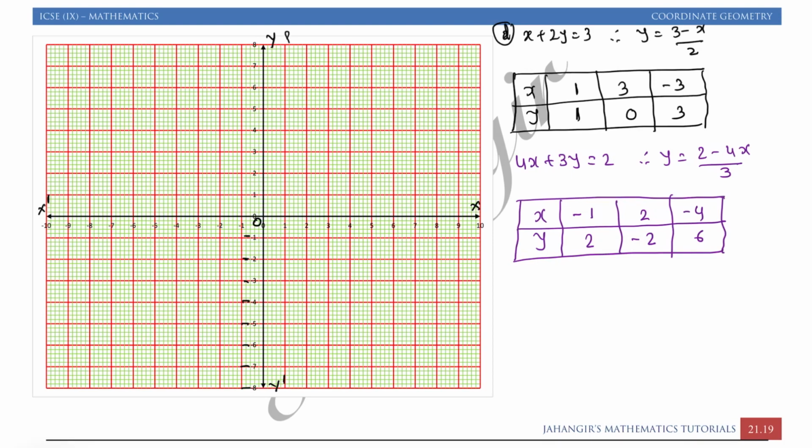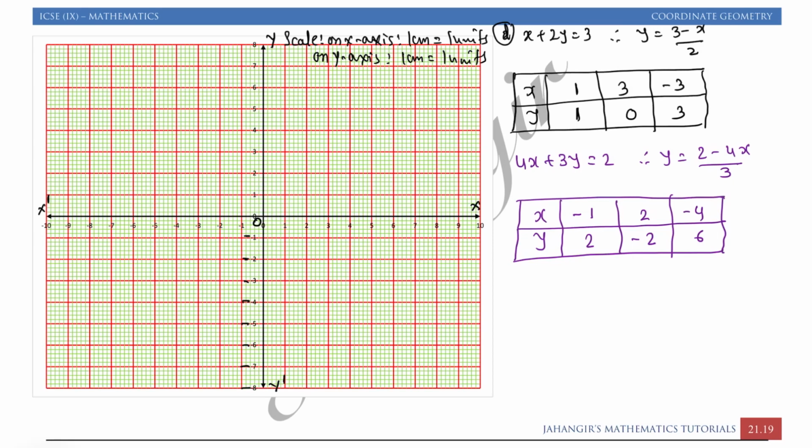Now the scale. On the x-axis, 1 centimeter is equal to 1 unit. On the y-axis, 1 centimeter is equal to 1 unit.